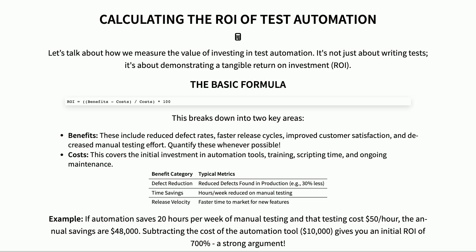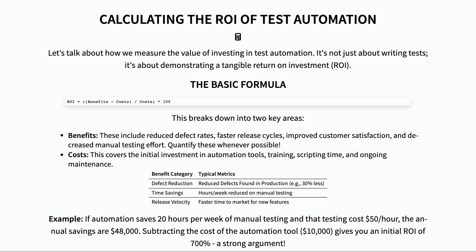Benefits can include fewer bugs making their way into production, faster release cycles because automated tests are running consistently, and happier customers due to a more stable product. The costs will be things like buying the tools, training your team, and maintaining the scripts. It's really important to try and put numbers on these benefits. How many defects have you reduced? How much time is being saved manually? And don't forget to include a table of common benefit categories and associated metrics for reference.